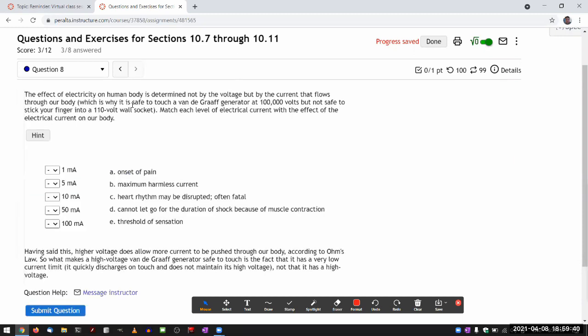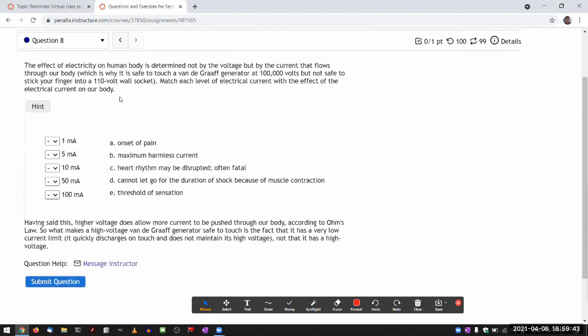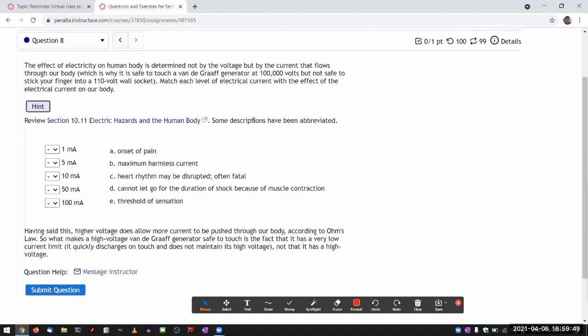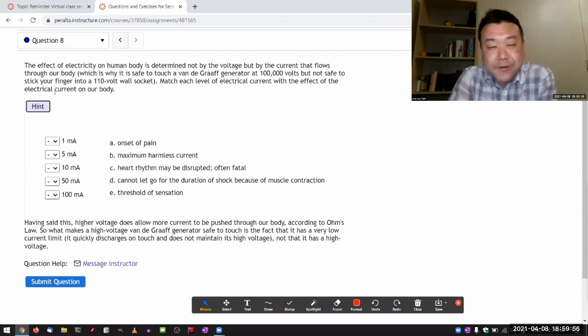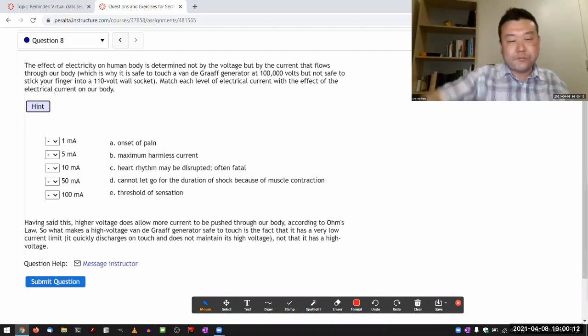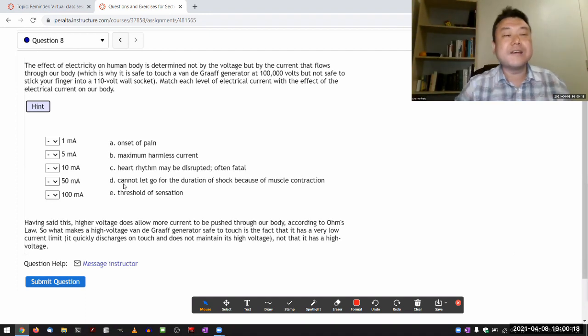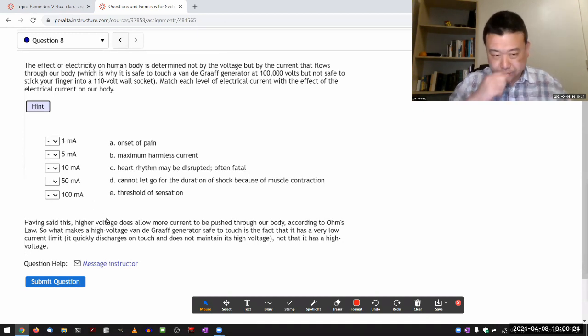In any case, question eight is a reading check question. As the hint says, that's what I would recommend. But let me try to order these. If I order them in the order in which these descriptions go from nothing to the most dangerous, then they should match the order of these currents. So let me try to order them that way.